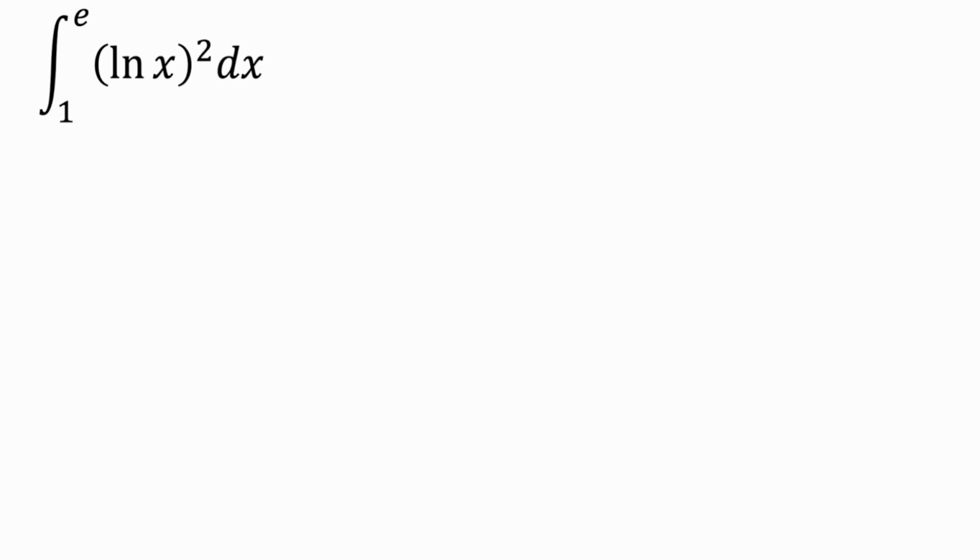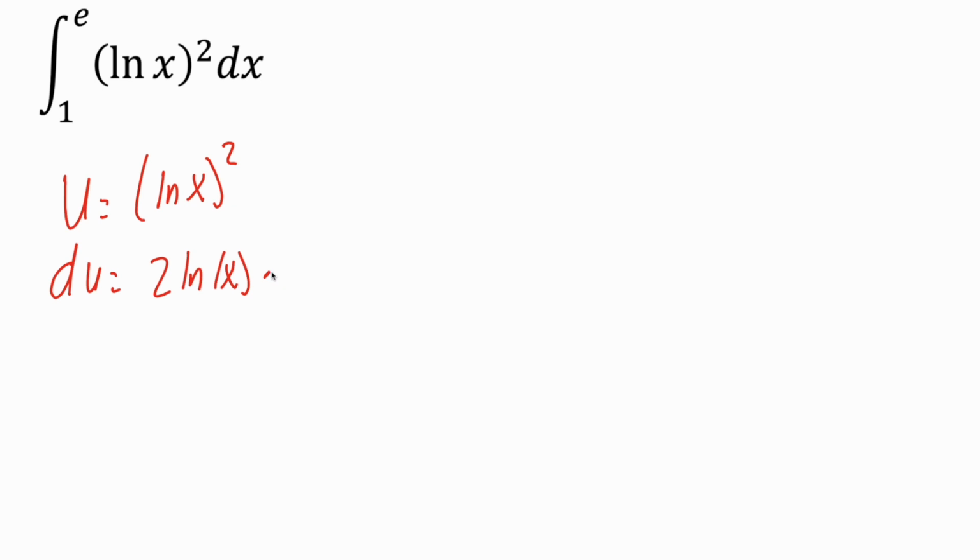And so let's begin. If we say that u is equal to (ln x) squared, then our du will equal, it's a chain rule, we take the 2 and put it in the front, so we have 2 ln x times the derivative of ln x, which is 1 over x dx. And so this will equal 2 ln x divided by x dx.